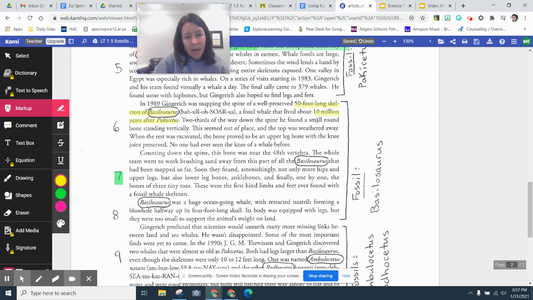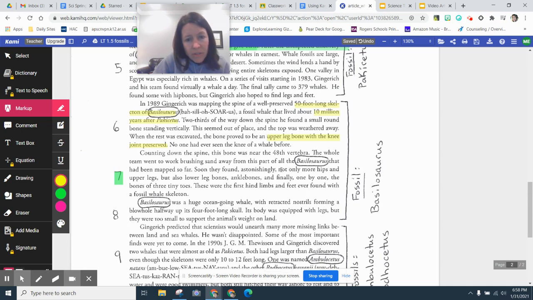Two-thirds of the way down the spine, he found a small round bone standing vertically. When it was excavated, the bone proved to be an upper leg bone with a well-preserved knee joint. So it's upper leg and a knee. Then, if we go to the next paragraph, what did they discover? Let's see.